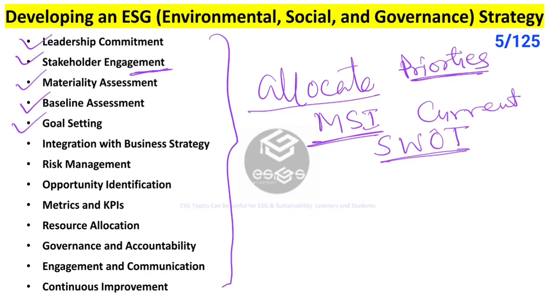The next is about the goal setting. Next step, goal setting. What we do, based on the materiality assessment and the baseline assessment, we set clear, measurable ESG goals and targets. So SMART goals and targets, keeping in mind the timeline and aligning with organizational mission, core values, and strategic objectives.